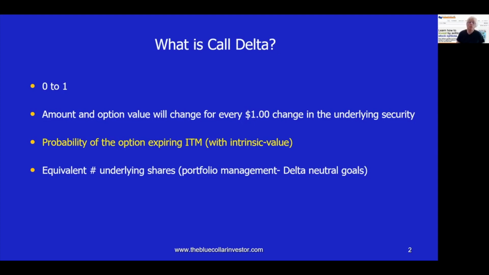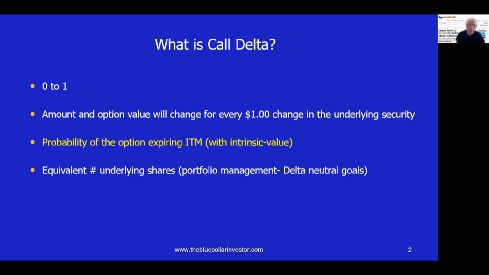A very common one is it's the amount that an option value will change for every $1 change in the underlying security. So if an option premium is $2 and the delta is 50 or 0.5, and the stock moves up by $1, we would expect that premium to move up 50 cents from $2 to $2.50. Or if it went down $1, it would move down 50 cents from $2 to $1.50.